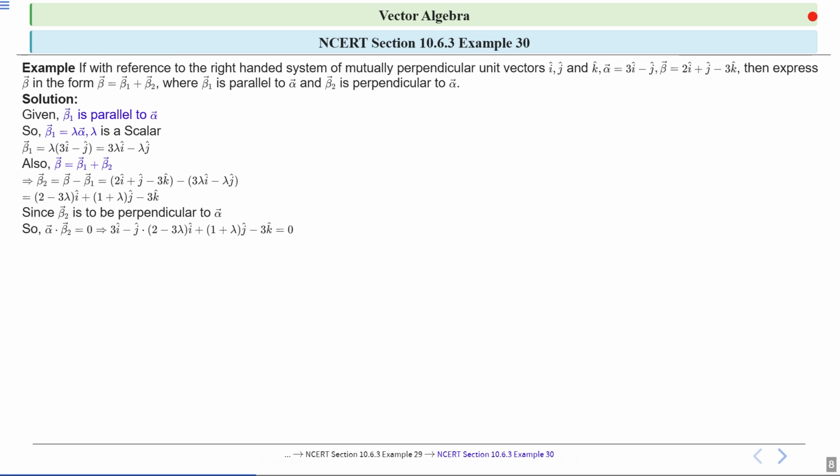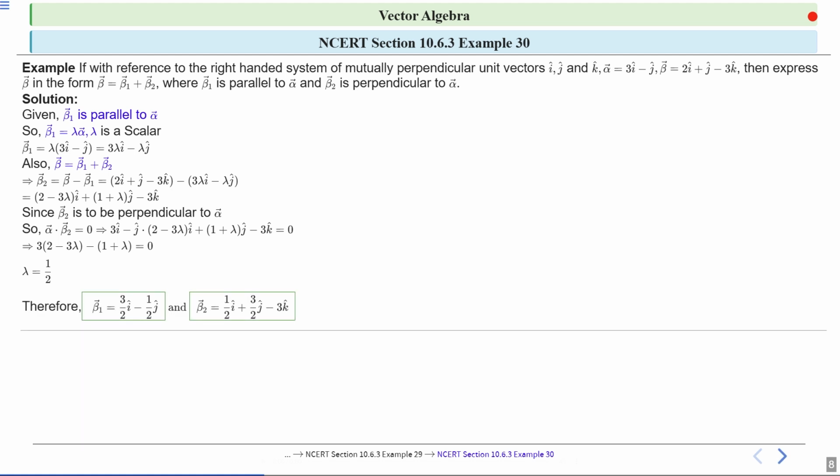Since beta 2 vector is to be perpendicular to alpha vector, alpha vector dot beta 2 vector is equal to 0. This implies (3 i cap minus j cap) dot ((2 minus 3 lambda) i cap plus (1 plus lambda) j cap minus 3 k cap) is equal to 0. So we can write 3 times (2 minus 3 lambda) minus (1 plus lambda) is equal to 0. So we can write lambda is equal to 1 by 2.